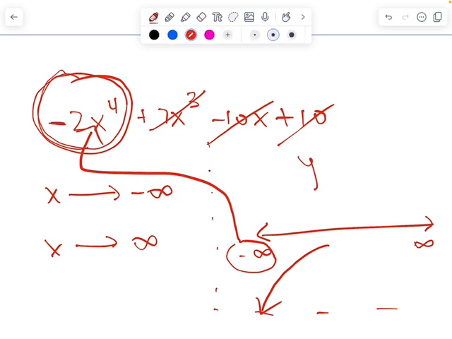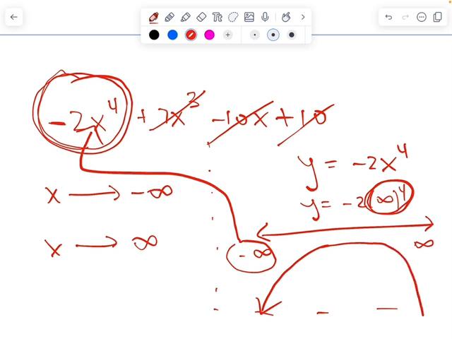So we've got this y equals negative 2x to the fourth. The same thing if we plug in a positive infinity. Infinity to the fourth is going to be positive, but you multiply it by a negative 2 and it's negative. So as I move to the right, as I click closer to infinity, then my y value approaches negative infinity.